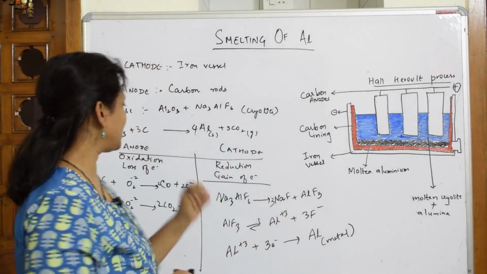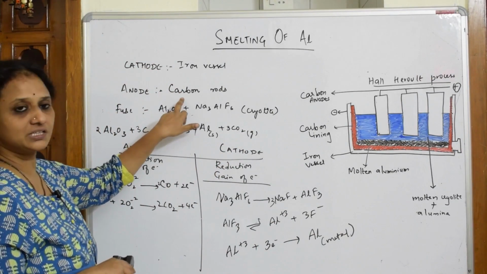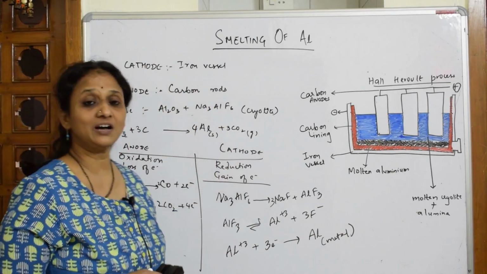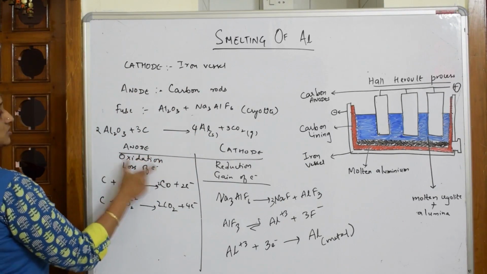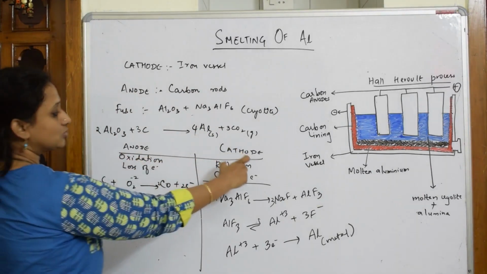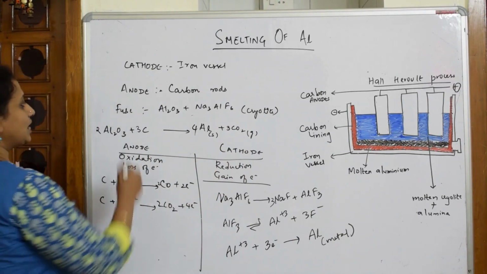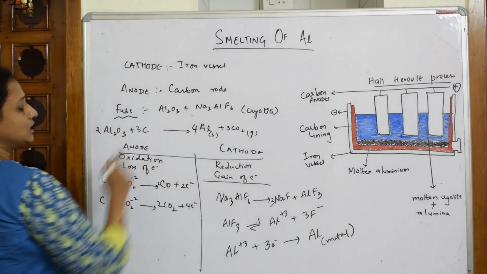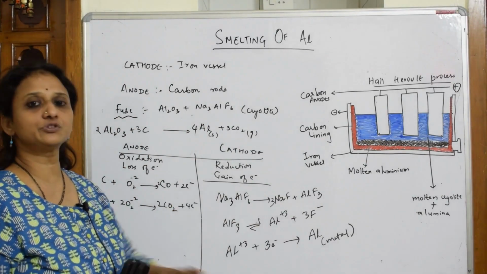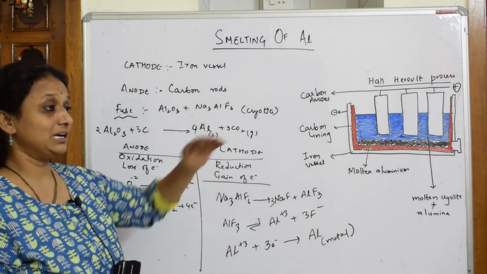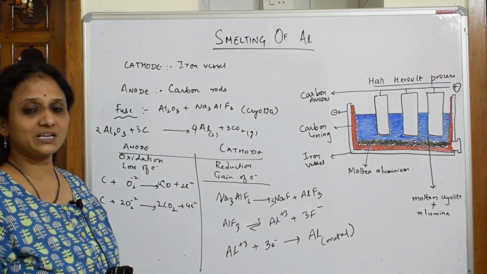There are 2 electrodes. One is your anode electrode, which is made up of graphite or carbon rods. And your cathode electrode, which is made up of iron vessel, outer lining. We very well know at anode there is oxidation, loss of electrons. At cathode, there is reduction or gain of electrons. Now, in the process, what am I going to do? I'm going to fuse aluminium trioxide with cryolite. Why did I fuse it? I have to reduce the fusion temperature, because the melting point is already about 2000. We want the metal to be extracted, isn't it?